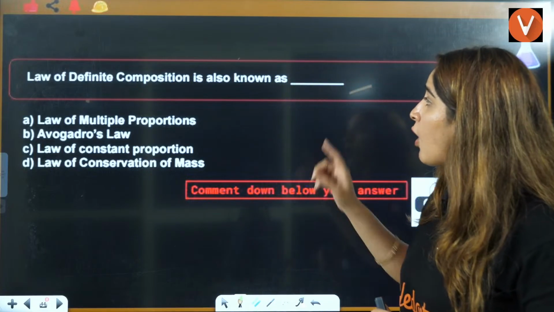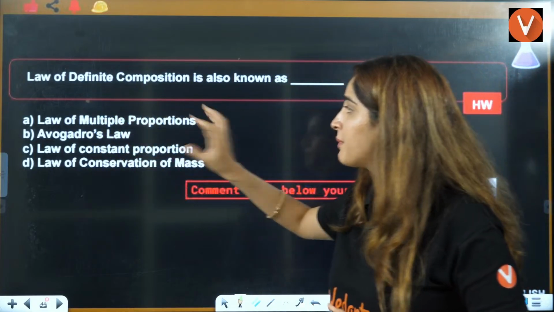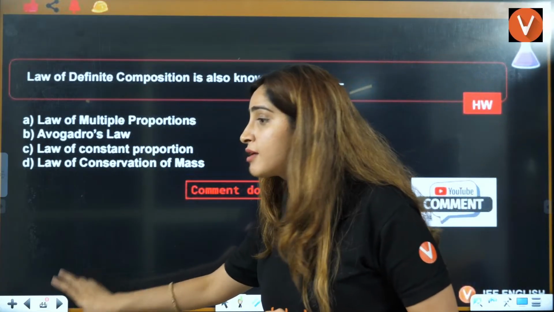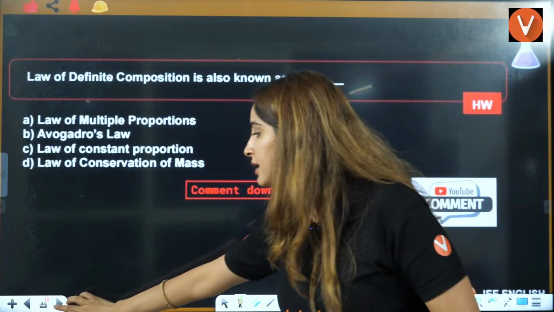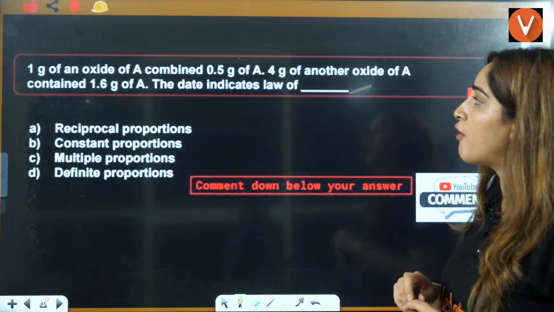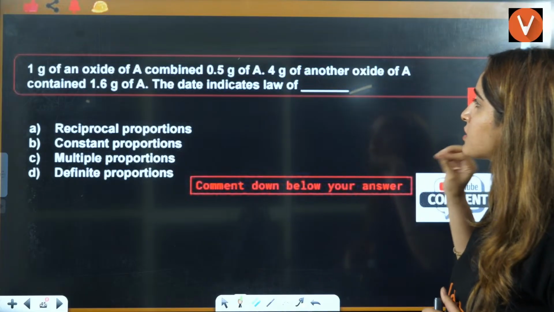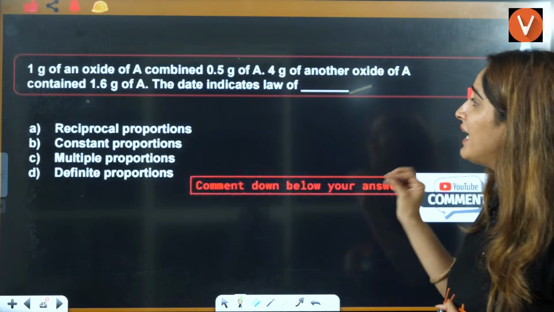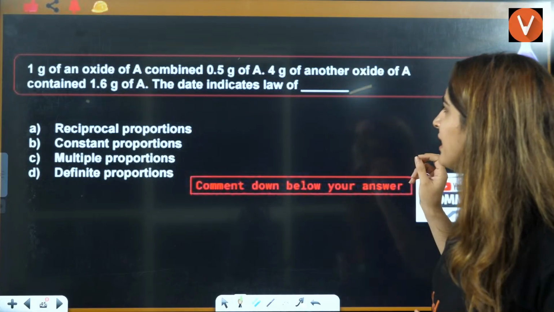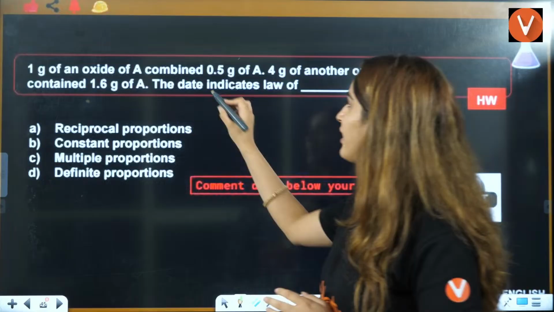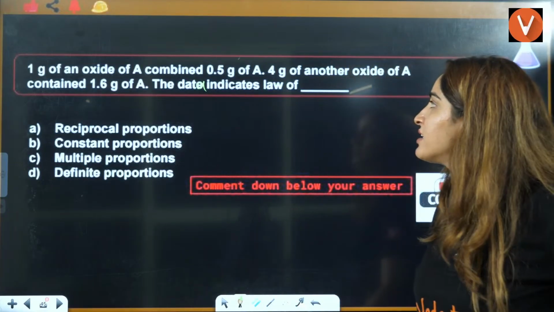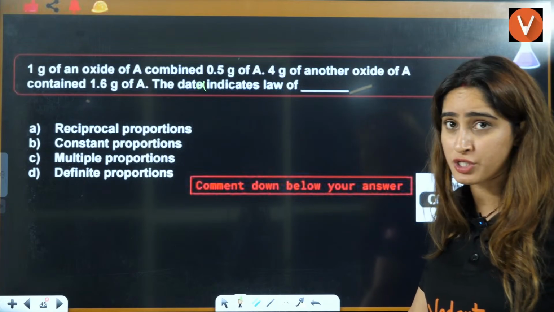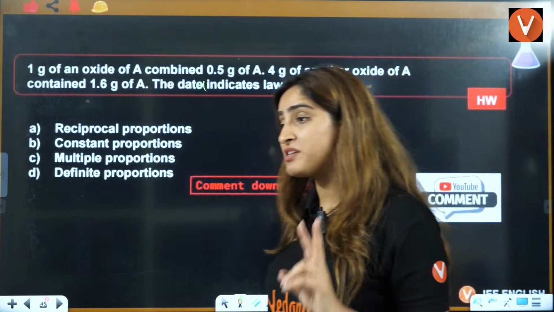So law of definite composition is also known as law of multiple proportion, Avogadro's law of constant or conservation, right? This is the first question. Take the screenshot here. Second is, 1 gram of oxide A combines with this much of A. 4 gram of another oxide A combines with this much of A. The data indicates law of reciprocal, constant, multiple, or definite proportion, right? So these are the two questions.